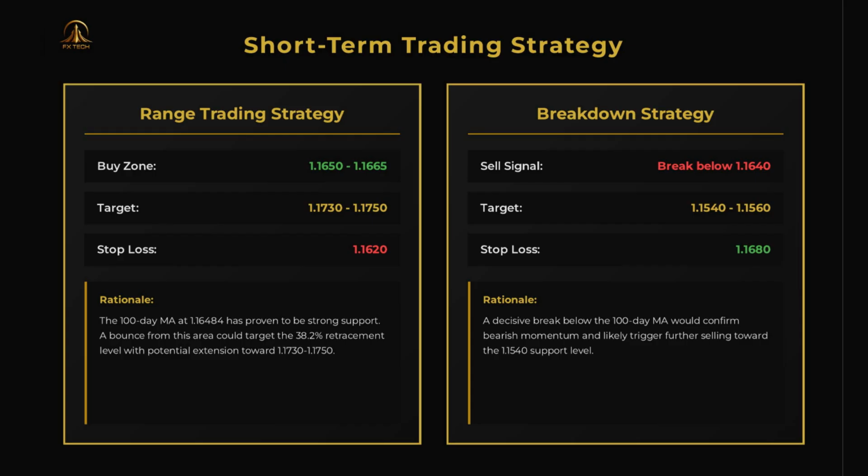The breakdown strategy activates on a sell signal below 1.1640, targeting 1.1540 to 1.1560, with a stop loss at 1.1680. This strategy assumes a decisive break below the 100-day moving average would confirm bearish momentum and trigger further selling.